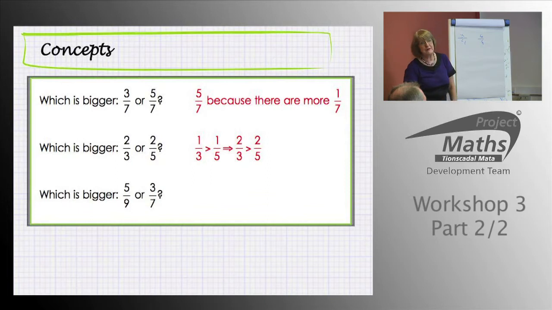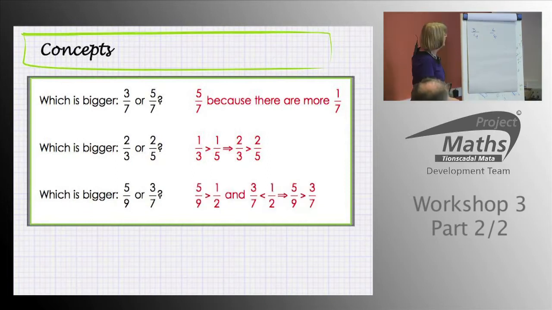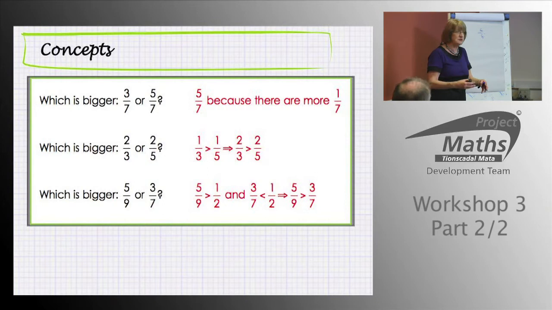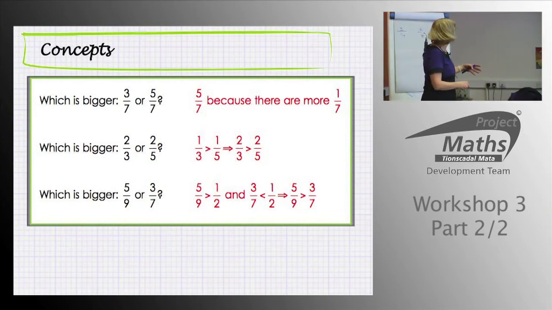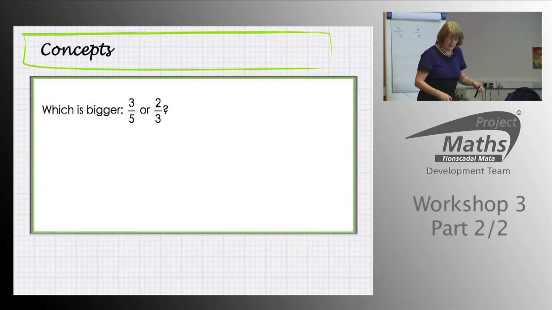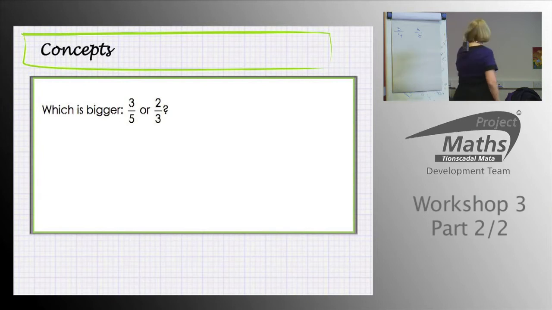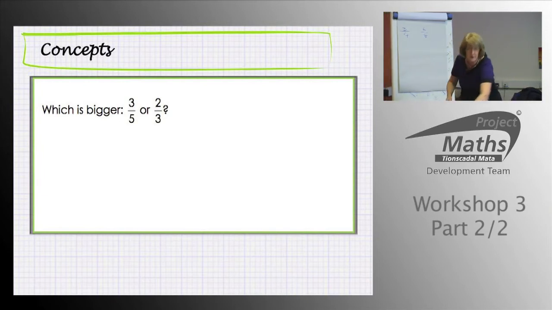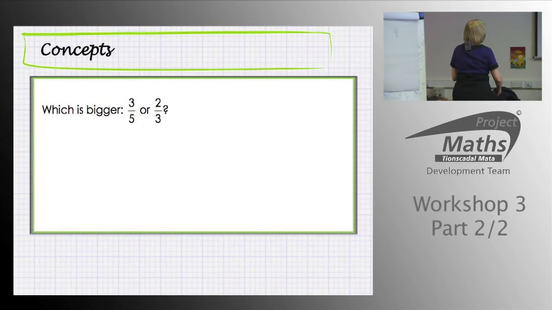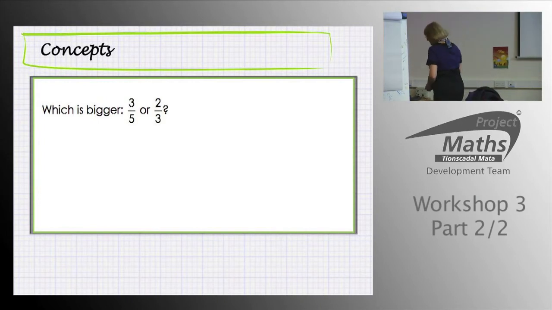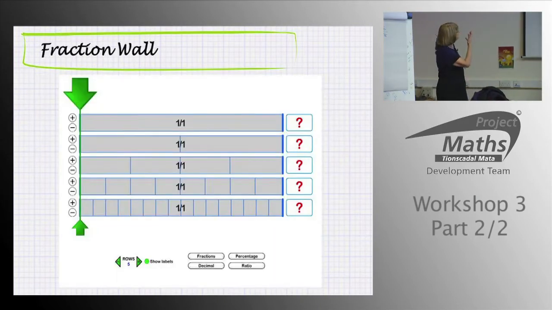5/9 or 3/7. So comparing them to each other, first of all, and then comparing them to something else like a half. Now this one is a grand one for my fraction walls on the next slide. So we have 3/5 or 2/3. Now the fraction wall is given to us like this with the halves, quarters and that. But it's very easy to turn them into any fraction we like.